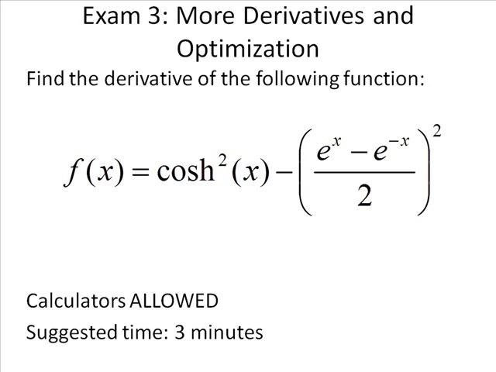So again, calculators were allowed on this part. The question was, find the derivative of this thing and simplify as much as possible. Ideally, I figured students would solve this problem within 3 minutes. Looking around the classroom, some students took 10 minutes on this problem. Some students took 10 seconds.